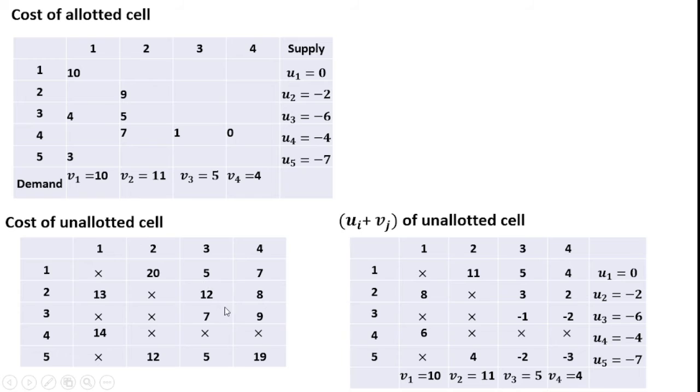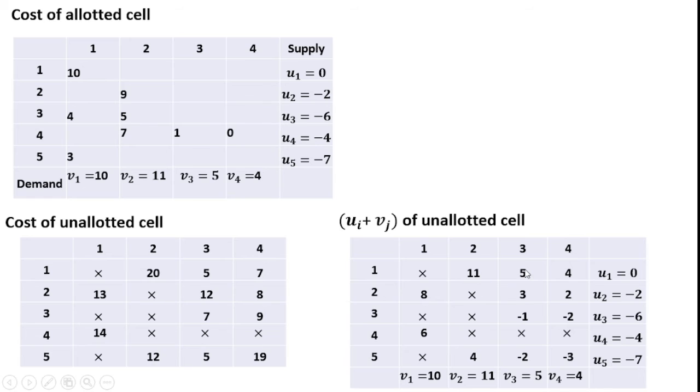Here you see the same values represented as the cost of unallotted cells. And then ui plus vj of unallotted cells I can identify from the u and v values that were identified from the cost of allotted cell values. So now for the unallotted cell in the first row, second column, there is 11, because v2 is equal to 11 and u1 is equal to 0. So c12 is equal to u1 plus v2. u1 is equal to 0 plus 11, I can get 11, so I can represent it here as 11.